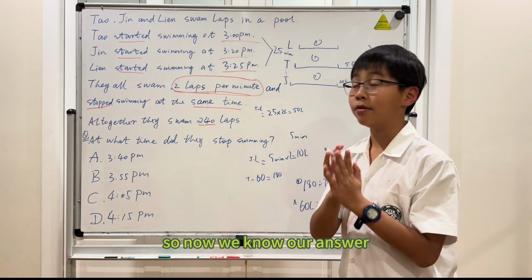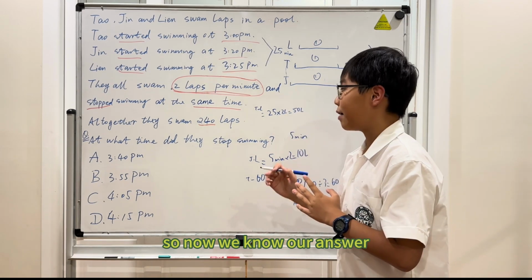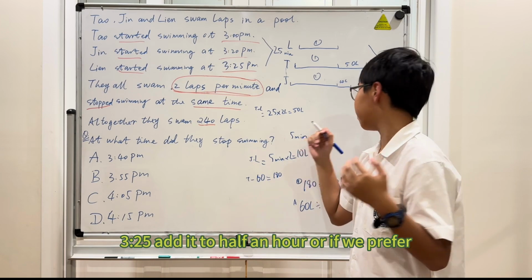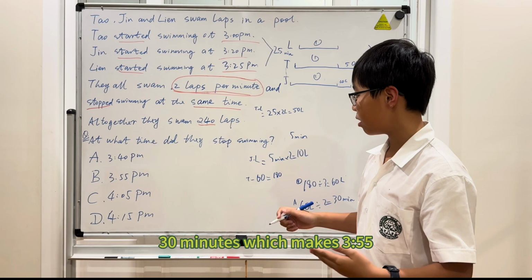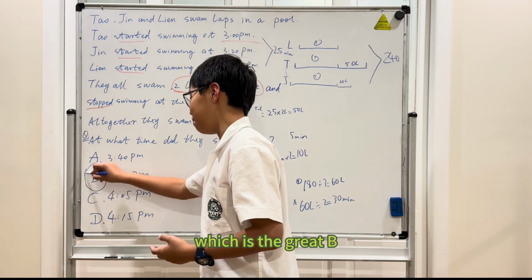So now we know our answer. 3:25 added to half an hour, or if you prefer, 30 minutes, which makes 3:55, which is the great B.